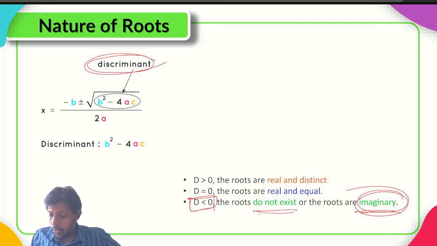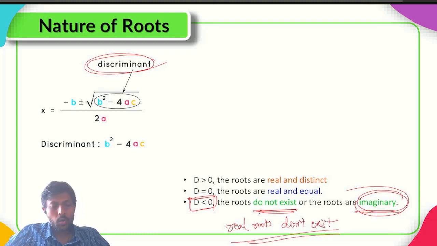When we say that the roots do not exist, we mean that real roots don't exist. In class 11, you'll get to know what is meant by imaginary roots. So for now, if the discriminant is negative, we can't find its solution. We can't find two distinct numbers, so there are no real roots. There are no roots for now, or we call it that the roots are imaginary.